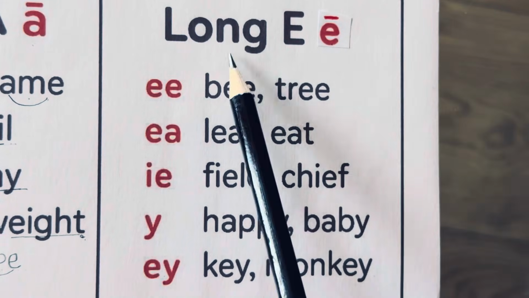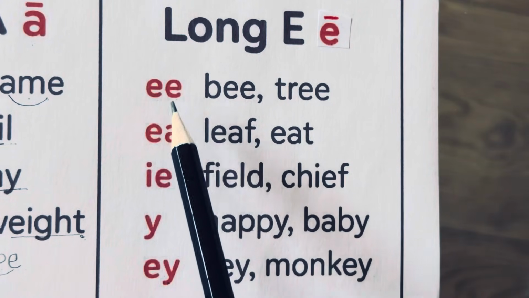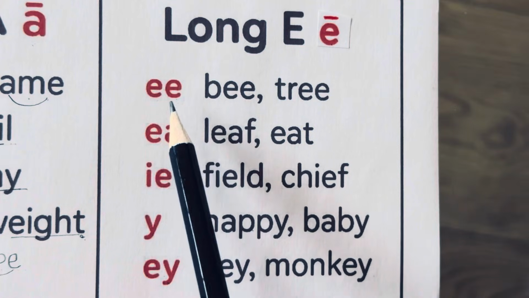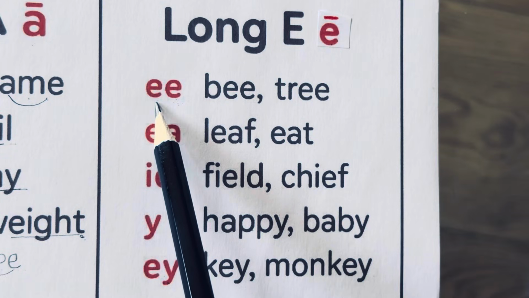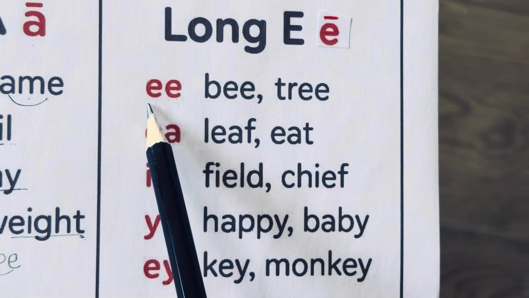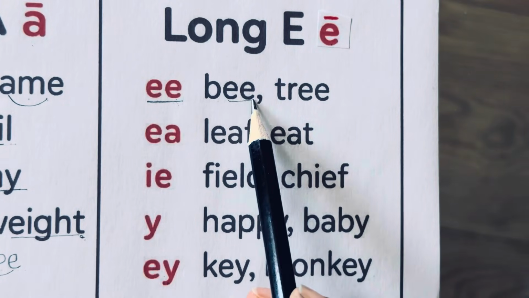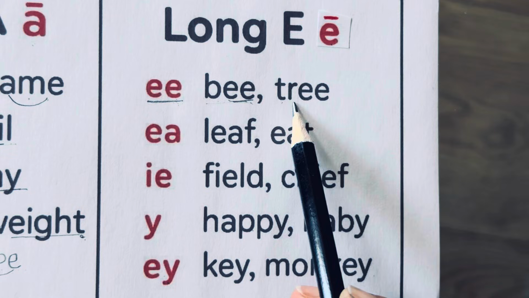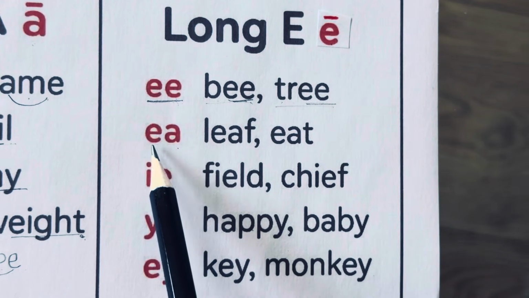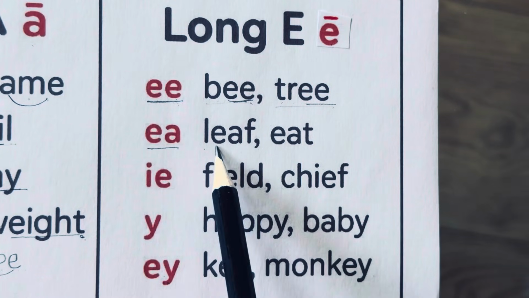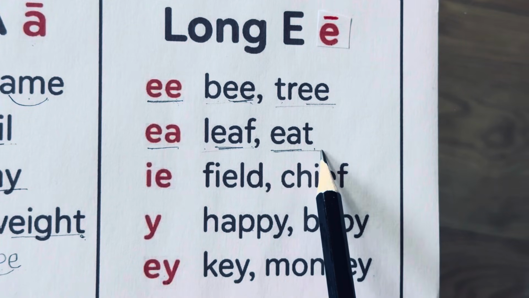Next is long vowel E with different spelling patterns. When the letters E and E are together in a word, or we can say when two vowels go walking, the first does the talking and the second one remains silent, we will make the long vowel E sound, as in b, e, e, bee; t, r, e, e, tree. E and A make the sound E, as in l, e, a, f, leaf; e, a, t, eat.